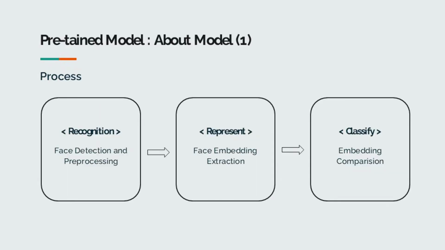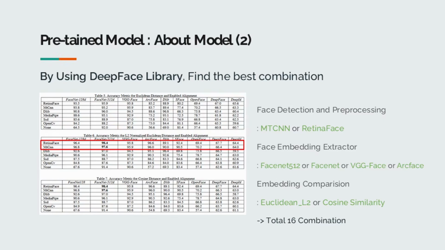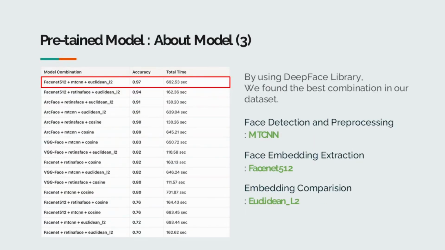A typical face recognition pipeline consists of three main steps: face detection and preprocessing, extracting a vector representation of the face, and embedding comparison using distance metrics. We referred to a paper by the creator of DeepFace and tested some of the top performing configurations available within the DeepFace framework. Among 16 model combinations we tested, the MTCNN plus FaceNet 512 plus L2 combo delivered the best accuracy of 97%.